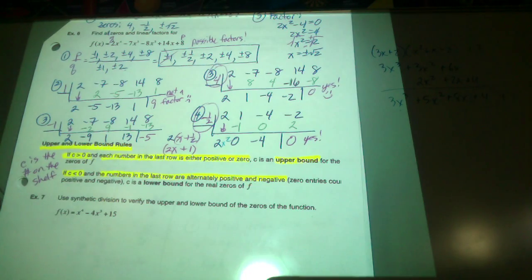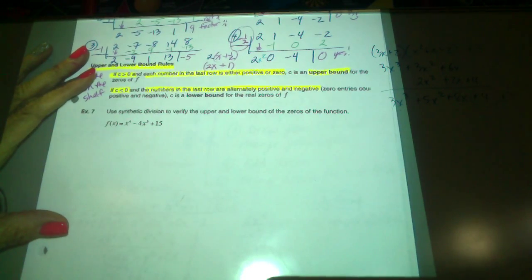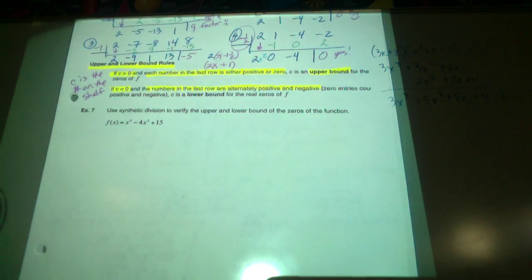Okay. So let's apply it to example 7. It's our last example for this section. Sometimes it's useful. So let's try to find, and this question is asking just for the upper and lower bounds. It's not asking for the zeros. So be really careful. Pay attention to what they're asking for.